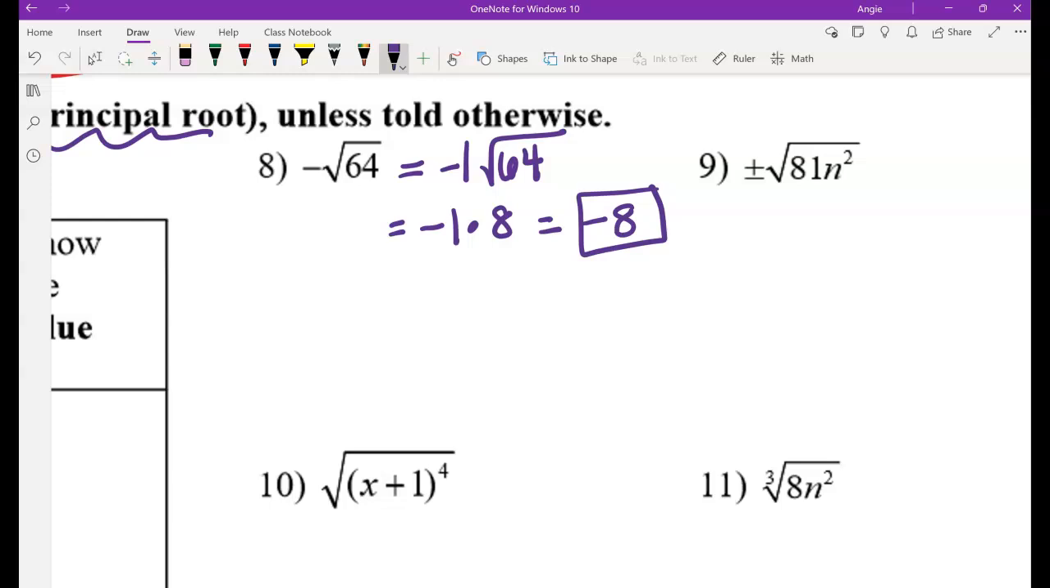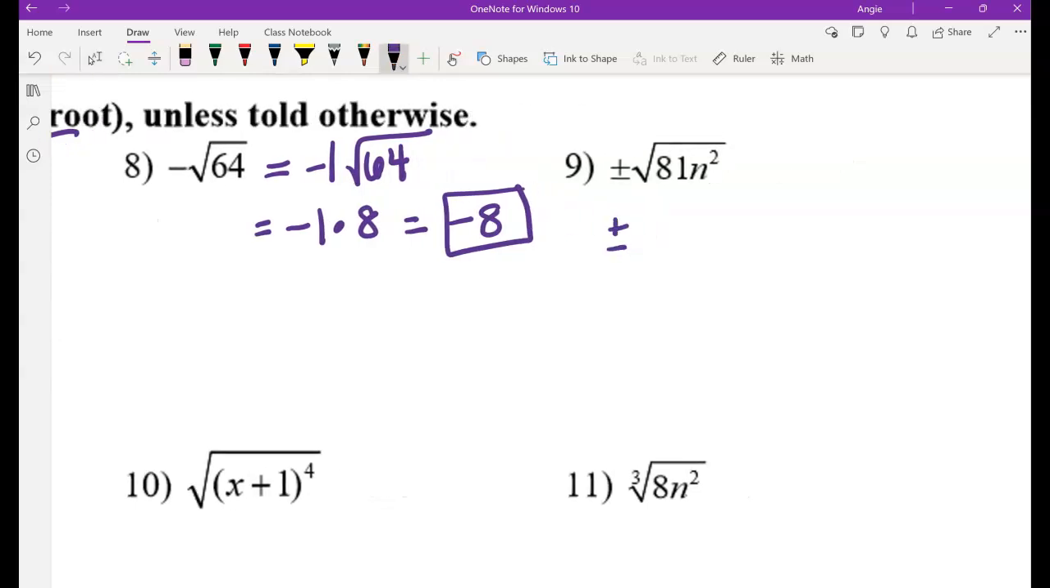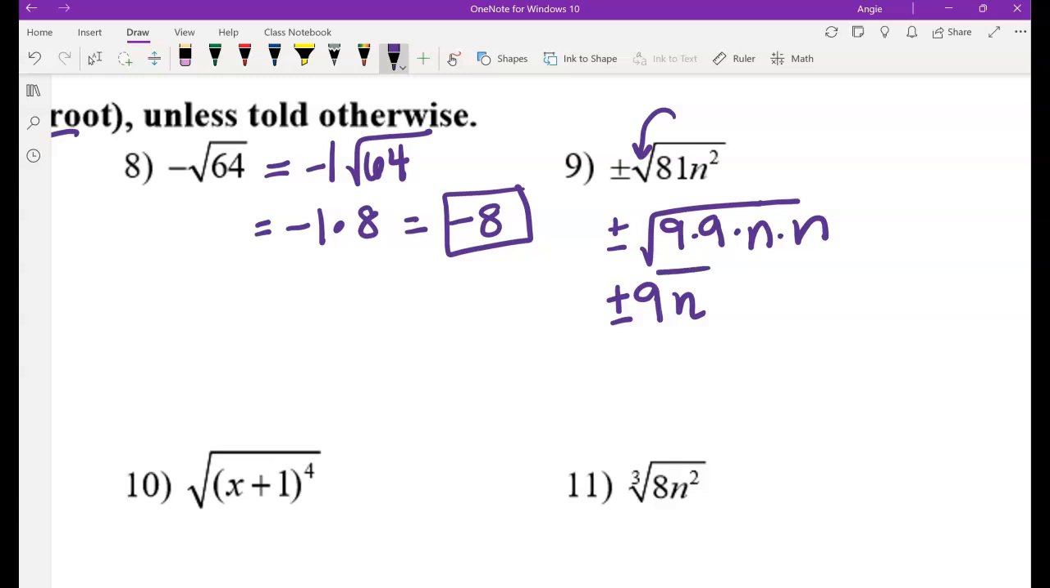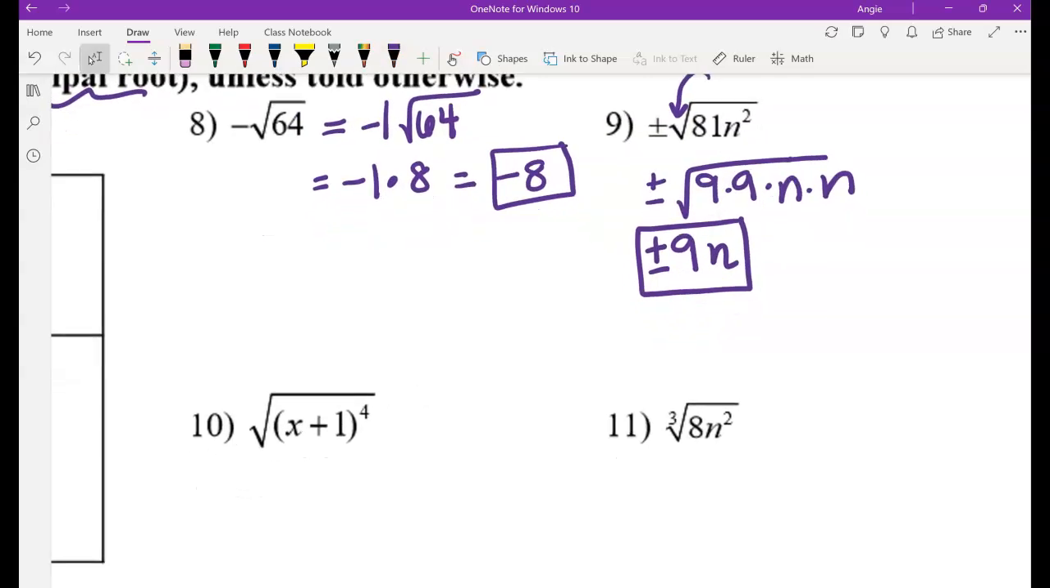Now 9 is very similar. 9 said, hey, there are 2 answers, plus and minus already to begin with. So we are going to have both answers when we simplify this out. Now square root of 81, it's 9 times 9, so that's going to be a perfect number. And n squared, students, is n times n. Since it is a square root, we don't see an index, so we are always going to know it's a square root. So this is going to say plus or minus 9n, okay? I'm going to box this up for now, and we will add other stuff later.